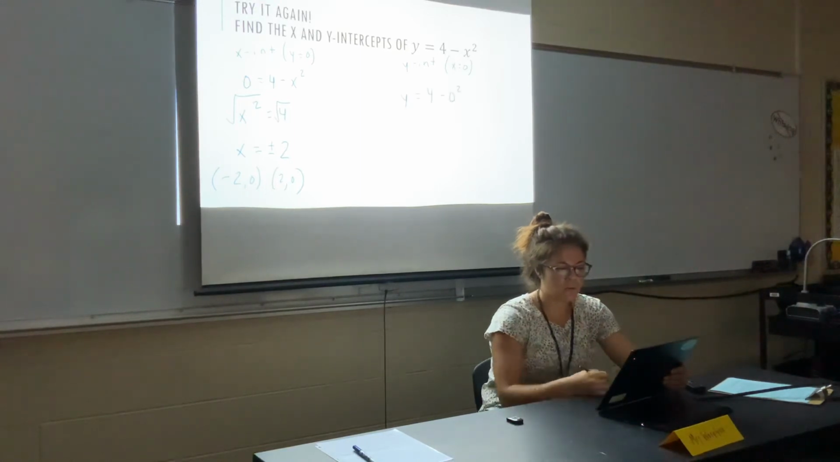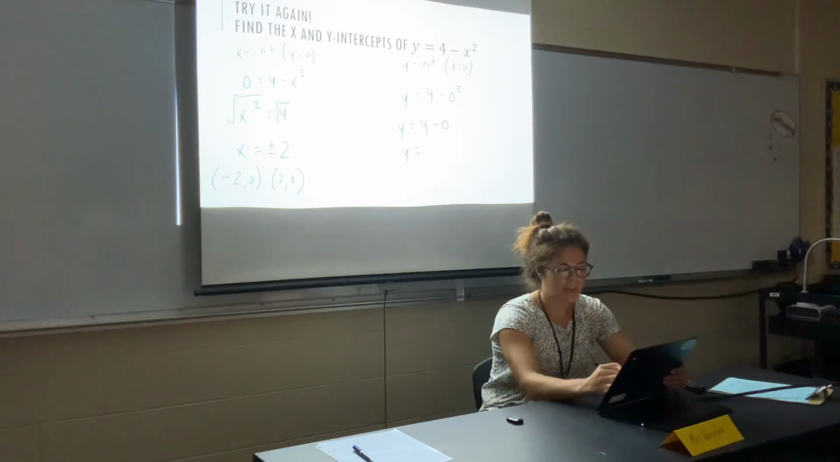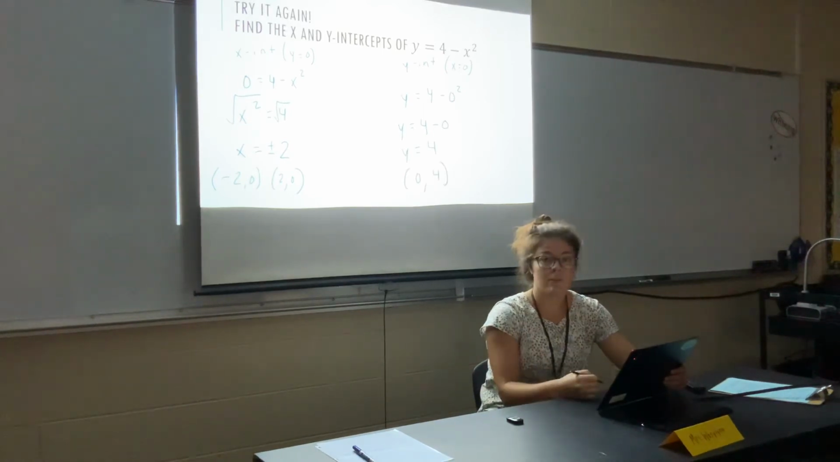And when we get to solving for the y-intercept and we say 4 minus 0 squared, 0 squared, 0 times 0, that's just 0. So y equals 4 minus 0, or y equals 4. So our y-intercept will be 0, 4.